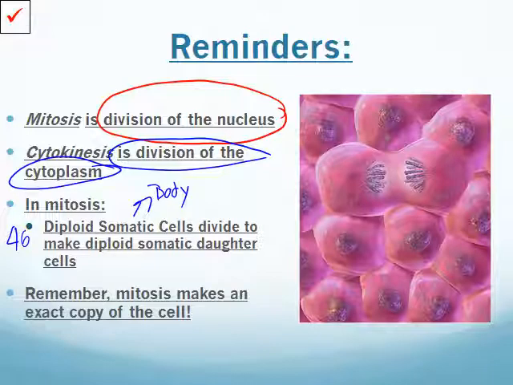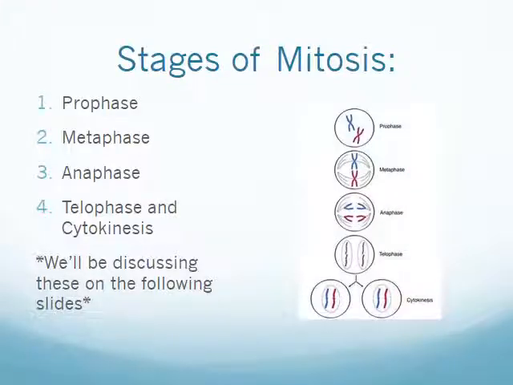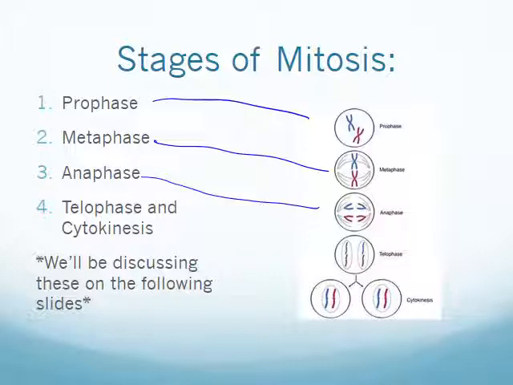So, the easiest way to remember this is mitosis makes an exact copy of the original cell. So if the original cell was diploid, 46 chromosomes, then that means that the daughter cells will also contain 46 chromosomes. So the stages of mitosis are prophase, metaphase, anaphase, and telophase with cytokinesis. So we have prophase, metaphase, anaphase, telophase, and finally cytokinesis. Now we'll be discussing each of these a little bit more in depth on the following slides.